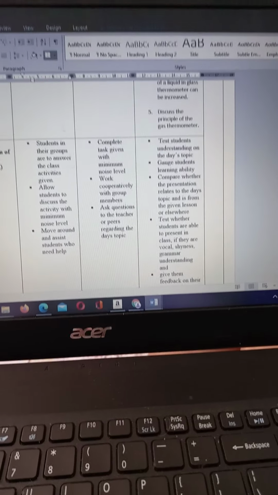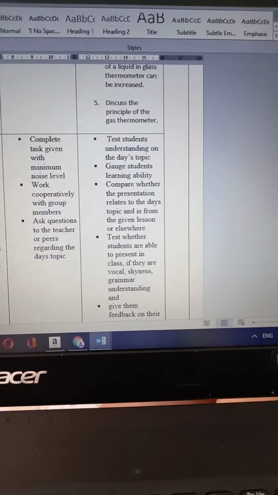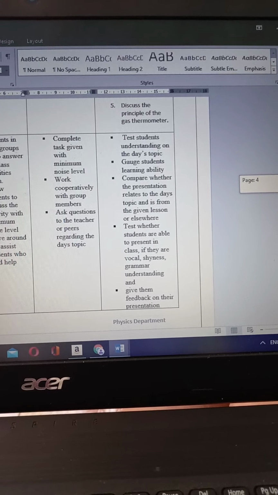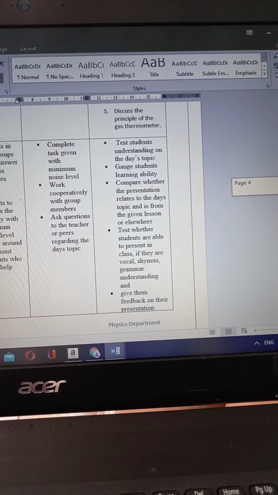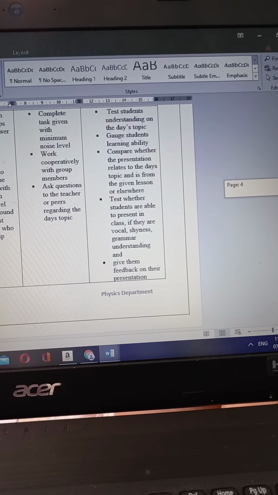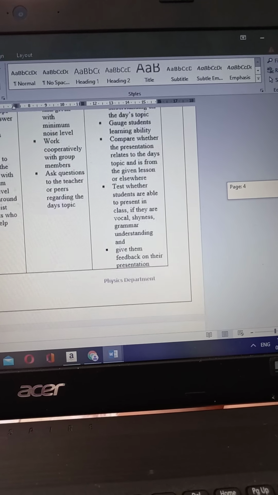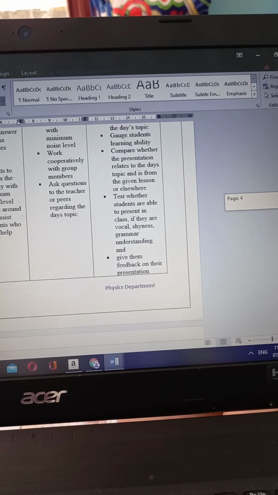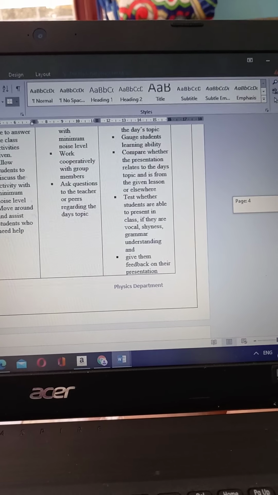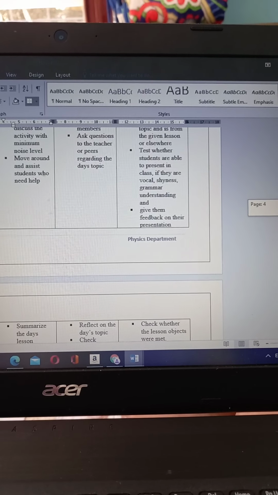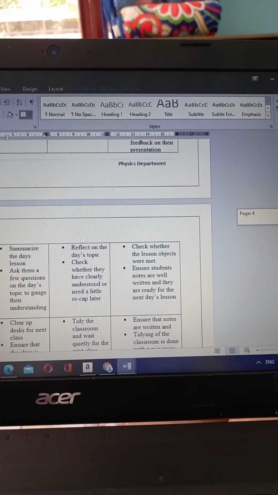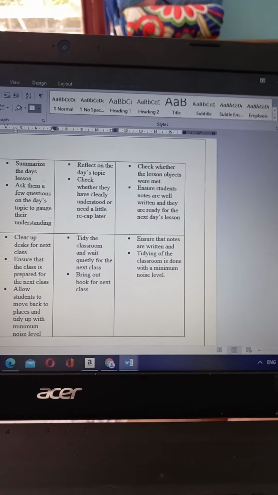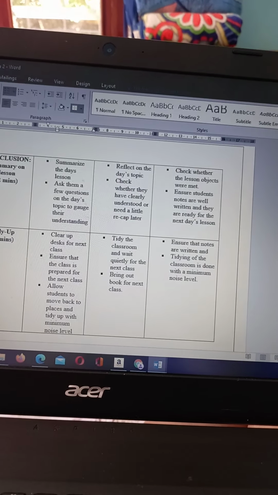My content summary of the day's lesson: what I'm trying to do is test the understanding of this day's topic, gauge students' learning ability, and compare whether the presentation relates to the day's topic and is from the given lessons or from elsewhere. Test whether students are able to present in class, if they are vocal, their shyness or grammar and understanding, and try to give them feedback on their presentation. My job is to encourage them and not to belittle them if they are wrong. So I would just want to gauge where their understanding is based on the day's lesson.